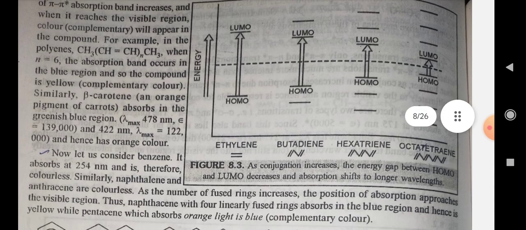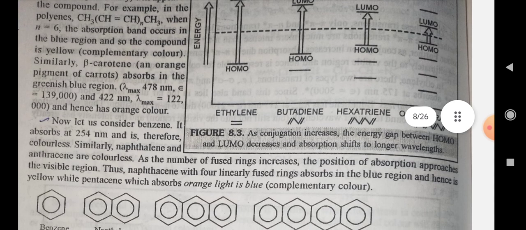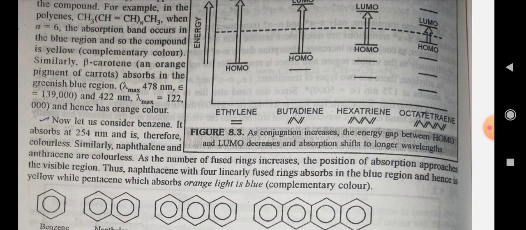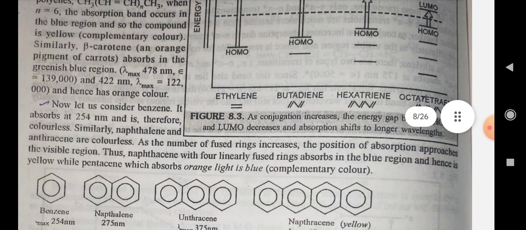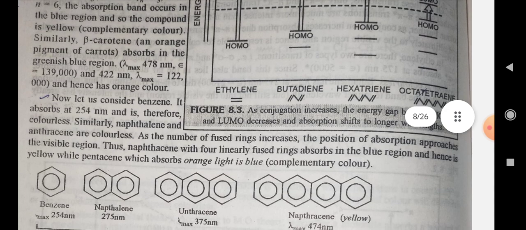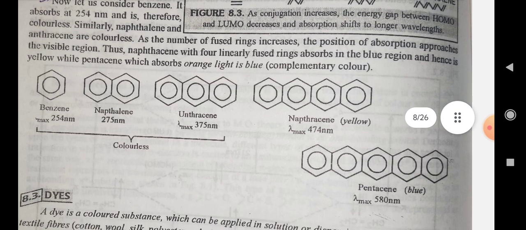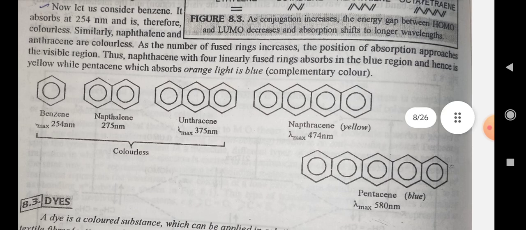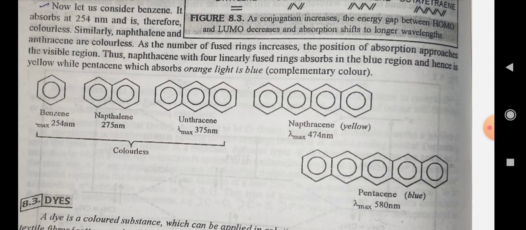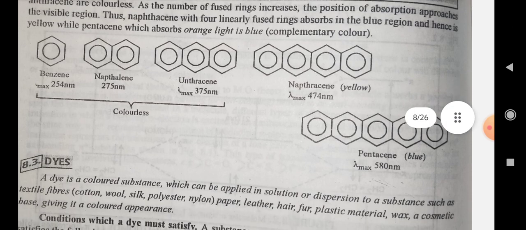For example, for the polyenes with the n value of 6, the absorption band occurs in the blue region, and so the compound is yellow. Similarly, beta carotene absorbs in the greenish blue region and hence is orange. Now let us consider benzene. It absorbs at 254 nanometers and is therefore colorless. Similarly, naphthalene and anthracene are colorless. As the number of fused rings increases, the position of absorption approaches the visible region. Thus, tetracene, with four linearly fused rings, absorbs in the blue region and hence is yellow, while pentacene, which absorbs orange light, is blue.